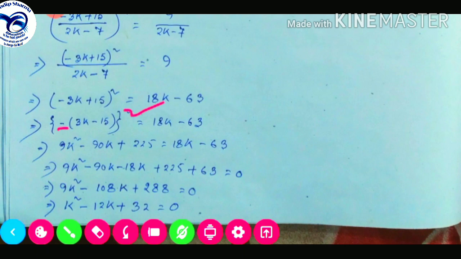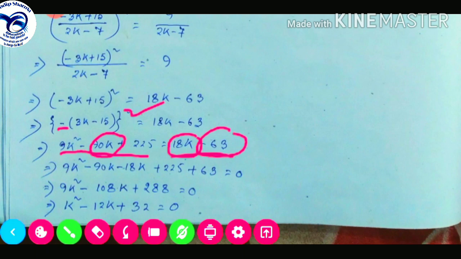So (3k - 15) whole square, that means we need to apply the (a - b) whole square formula here. So we are applying the (a - b) whole square formula. Now we'll keep like terms together. There is no k square on the right, so 9k square will remain separate. Then 90k and this one 18k. So 18k we are shifting to the left-hand side, so it will be minus 18k plus 225, and this minus 63 we are shifting to the right-hand side, so it will be positive 63. On the left-hand side it will be positive.